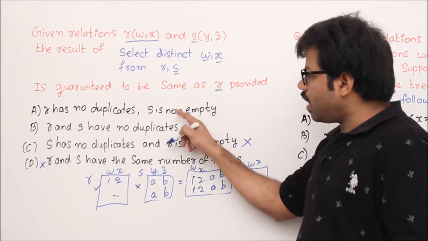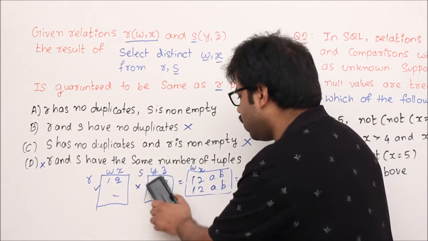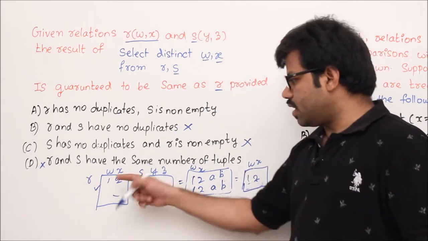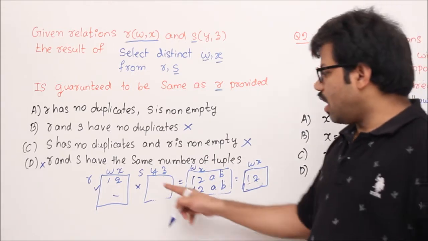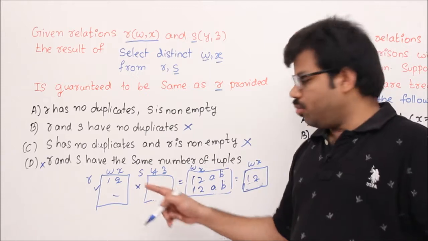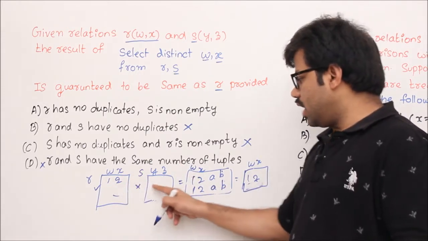Let's try to understand the opposite thing. What if S is empty? If S is empty, this will be an empty table. When you do a Cartesian product of R and an empty set, you always get an empty result, because a Cartesian product happens only if you have at least one tuple in both tables, correct? If S doesn't have any tuple, then R cross S gives an empty result.